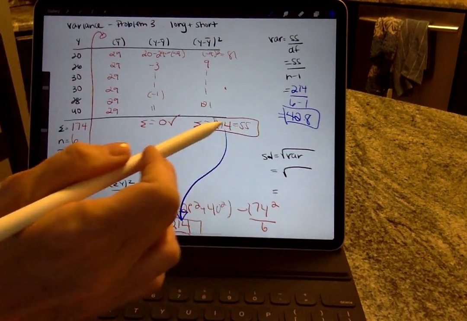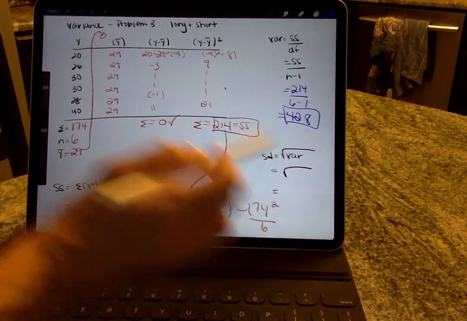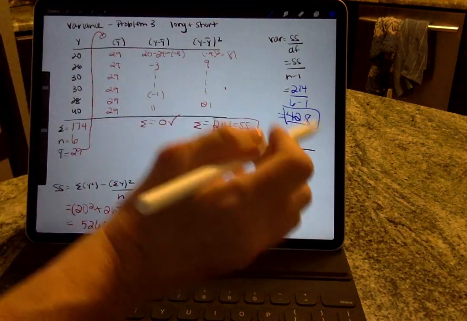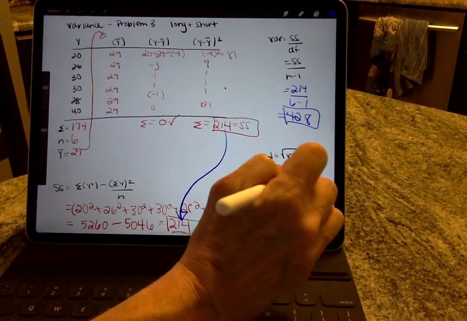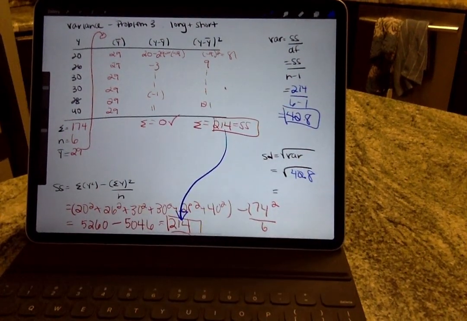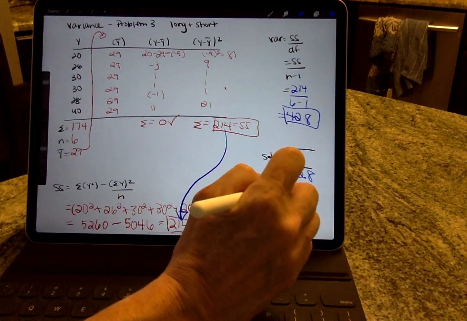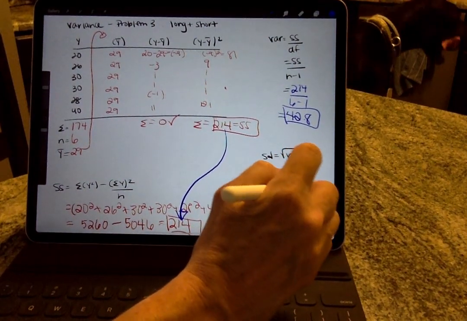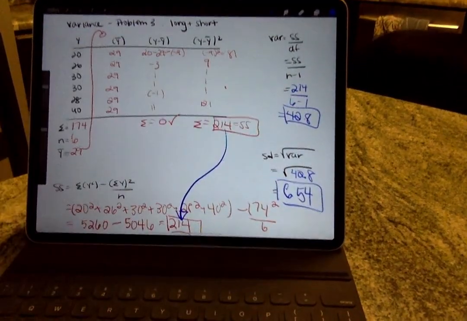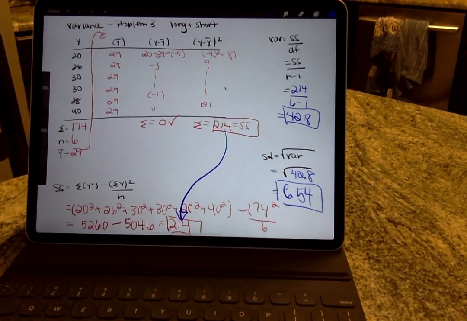Standard deviation is defined as the square root of the variance. And so we are going to plug 42.8 into this formula. So the standard deviation is the square root of 42.8, which is 6.54. All right, so that's it. Variance and standard deviation using the long and short way from start to finish.